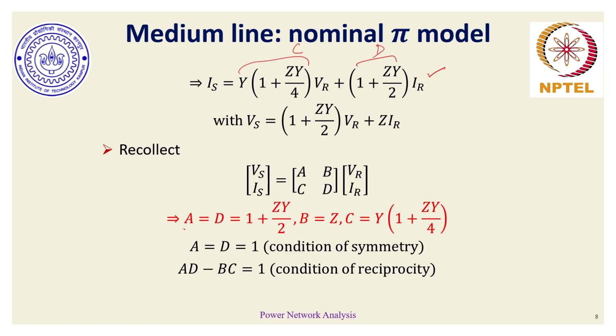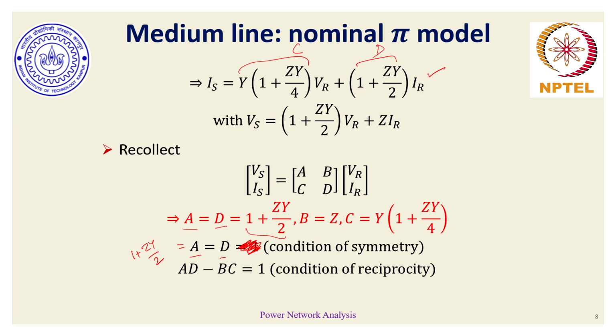Coincidentally, A and D are equal to 1 plus ZY by 2, whereas B and C are unique numbers. And as per the condition of symmetricity, A should be equal to D. Pardon me, there's a mistake here. It is not equal to 1. It is only A equal to D, which is equal to 1 plus ZY by 2, which is obvious from the medium line pi model.